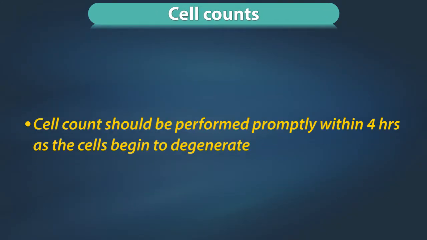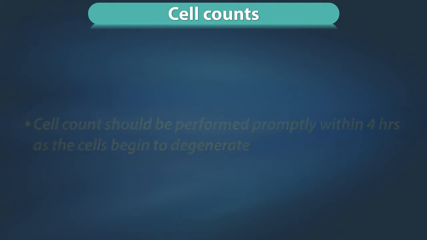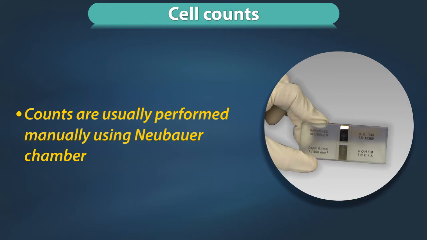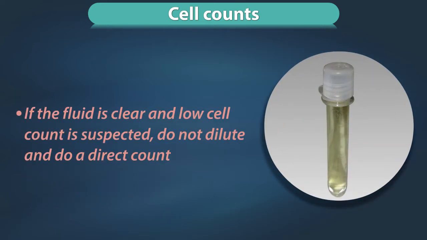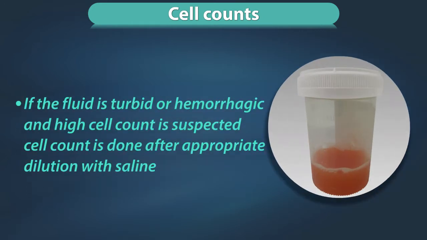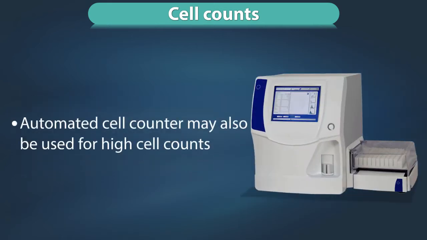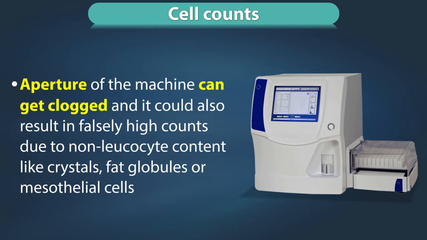Cell counts. Cell counts should be performed promptly within 4 hours of collection as the cells begin to degenerate. Counts are usually performed manually using a Neubauer chamber. If the fluid is clear and a low cell count is suspected, do not dilute and do a direct count. If the fluid is turbid or hemorrhagic and a high cell count is suspected, the cell count is done after appropriate dilution with saline. An automated cell counter may also be used for high cell counts, but it is important to remember that the aperture of the machine can get clogged, and it could result in falsely high counts due to non-leukocyte content like crystals, fat globules, or mesothelial cells.